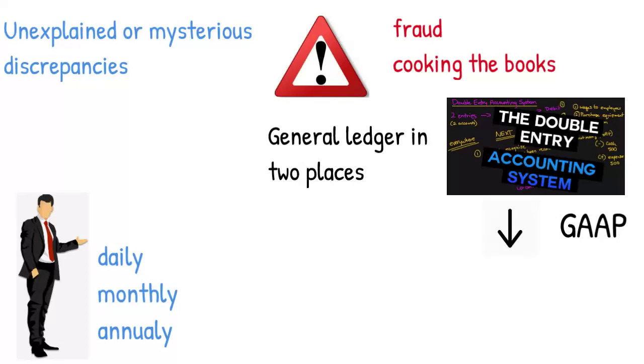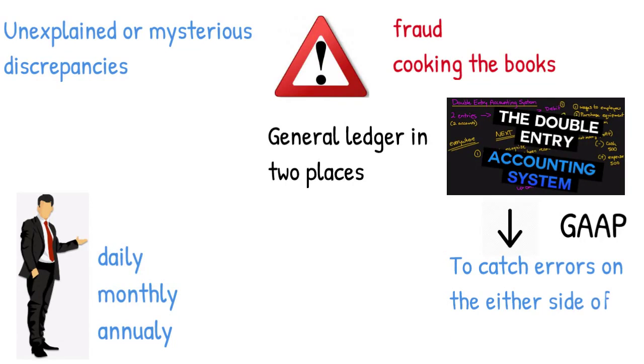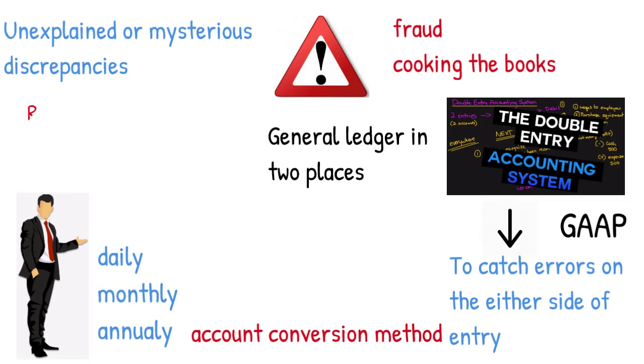Double entry accounting is a useful way of reconciling accounts that helps to catch errors on either side of the entry. Another way of performing a reconciliation is via the account conversion method. Here, records such as receipts or canceled checks are simply compared with the entries in the general ledger in a manner similar to personal accounting reconciliations.